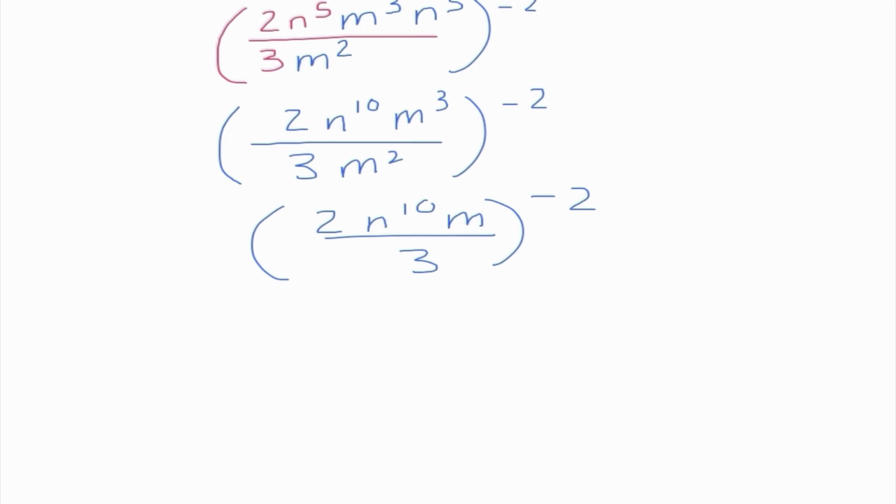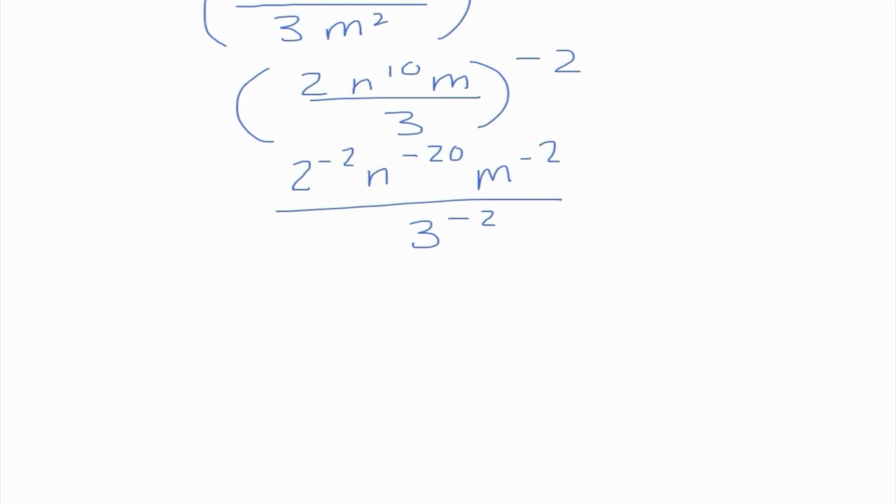Now I need to take everything to the negative second power. So that would be 2 to the negative second, n to the negative 20th, m to the negative second, over 3 to the negative second. I know that I need to change these negative exponents right away. Actually, all of them are negative, so I'm moving all of those around. So this is going to become 3 squared over 2 squared n to the 20th m squared.